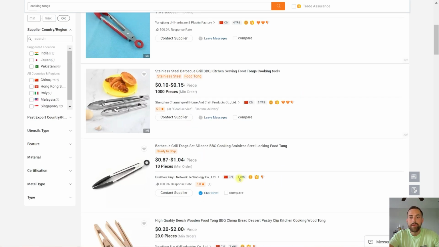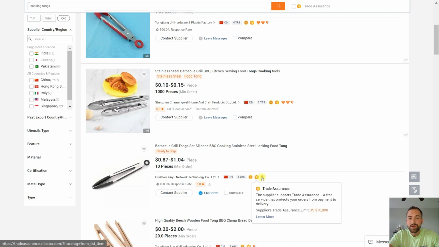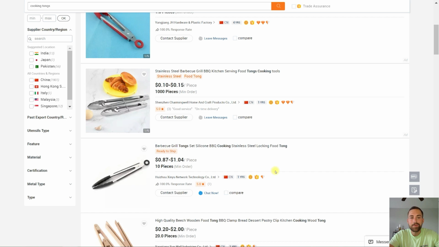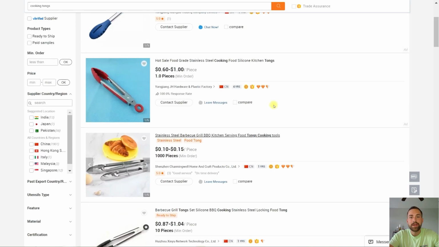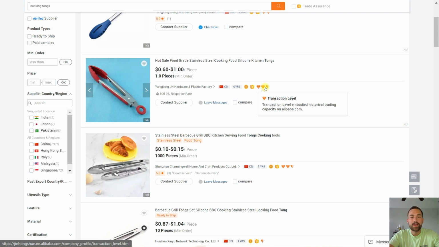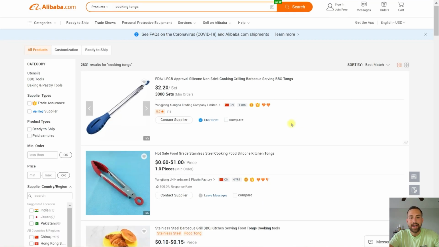Now, this manufacturer, they've only been around for a year. They do offer the trade assurance. However, they've done a very limited amount of transactions. I don't really want to work with that manufacturer. I want someone who has at least 3 diamonds. So for this, I'm not going to go with this manufacturer because they only have 4 years of manufacturing, and their transaction level isn't actually that high.